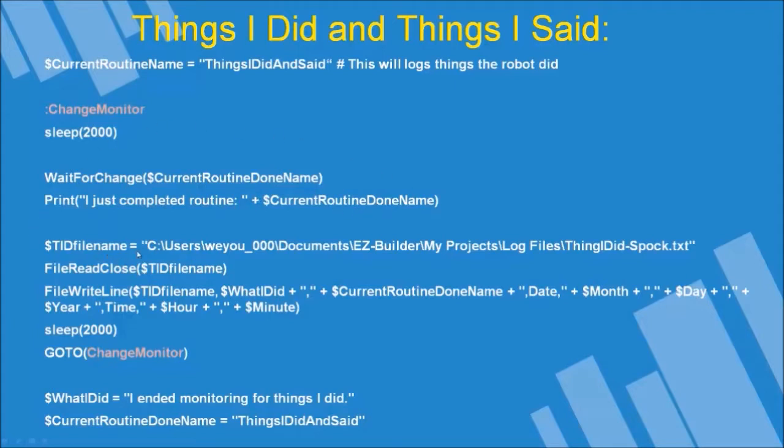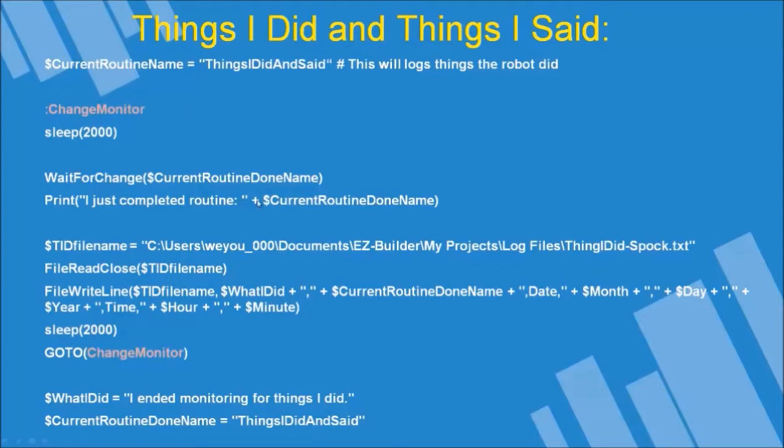Then we set a variable for the file name, and this is the location in the file. Things I did, Spock, text file, read close for the file name, and then file write line, write a new file, what I did plus, comma, plus the current routine done name, plus the date, plus the month, plus the day, plus the year, plus the time, plus the hour, plus the minutes. And everything is comma separated. And then we have a sleep, so that way there's a little bit of time, and then the loop cycles again with go to change monitor.